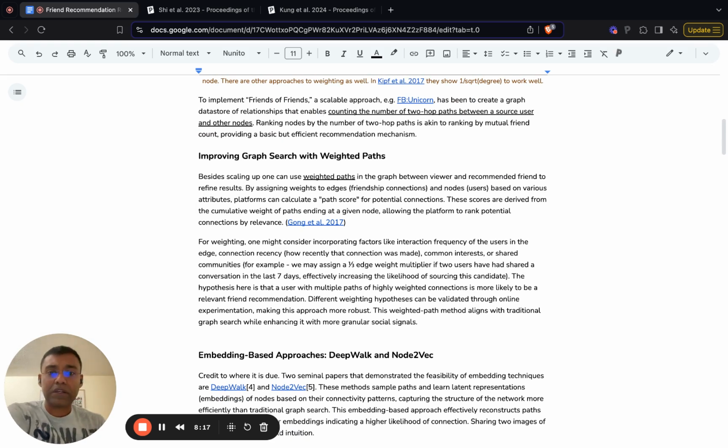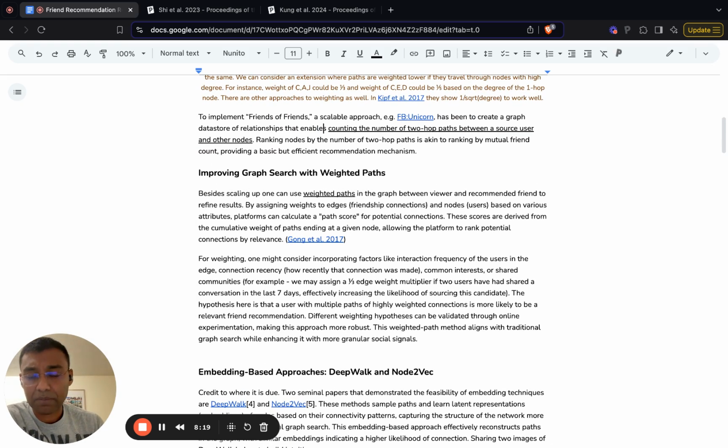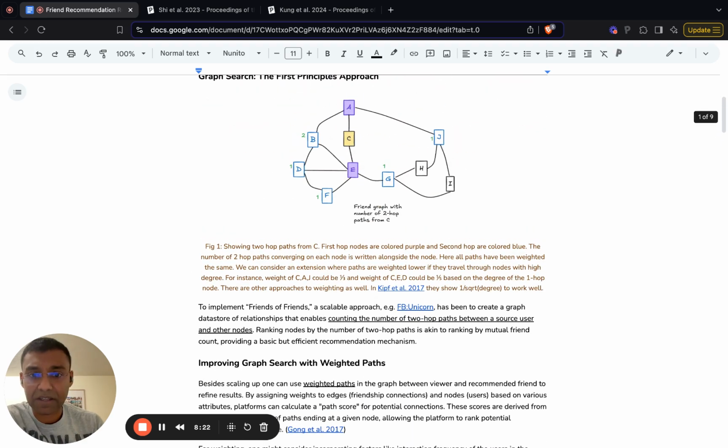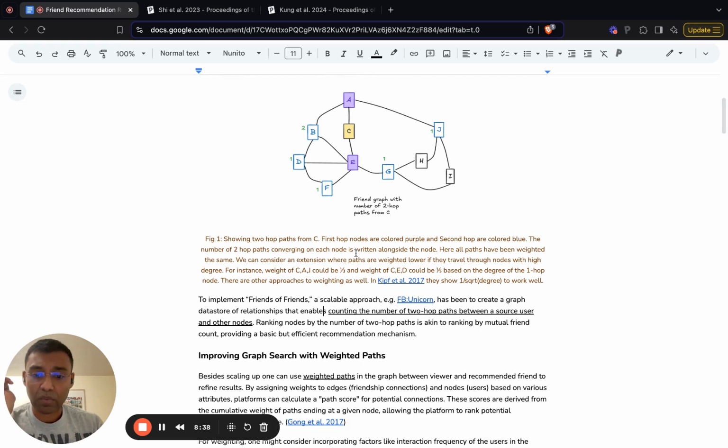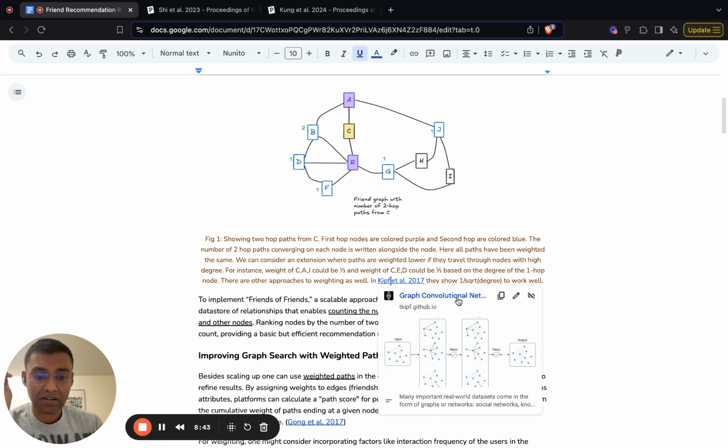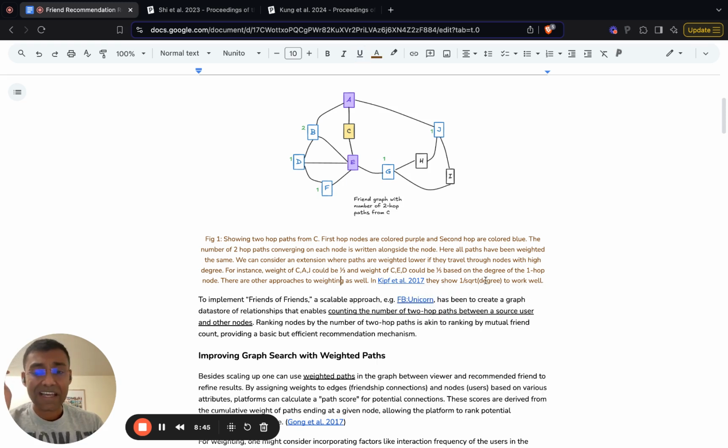Now, one could claim that not all first degree nodes are of equal importance. For instance, E in this case has 5 friends. A has 3 friends. One of the approaches that was used by Kipf et al. in 2017, graph convolutional neural networks, is to use 1 by square root degree. You can apply the same.